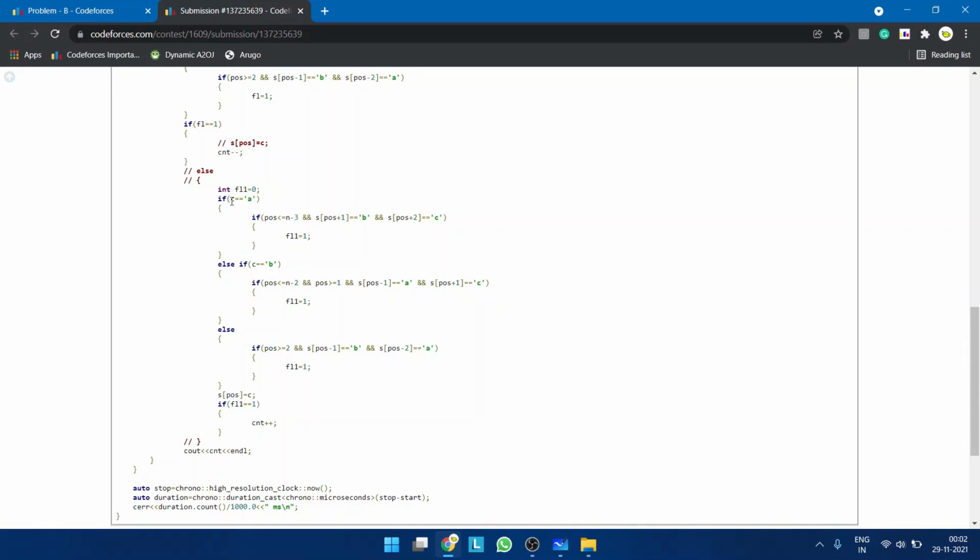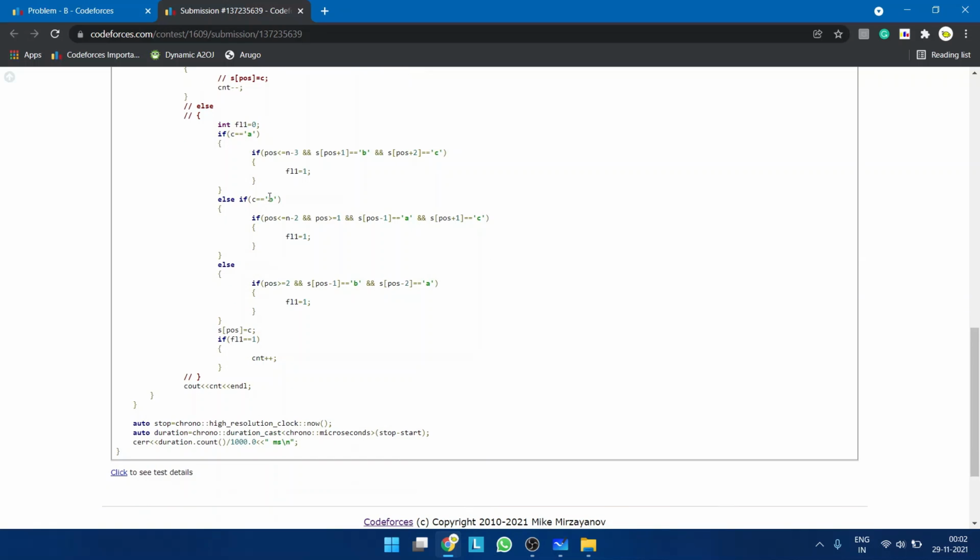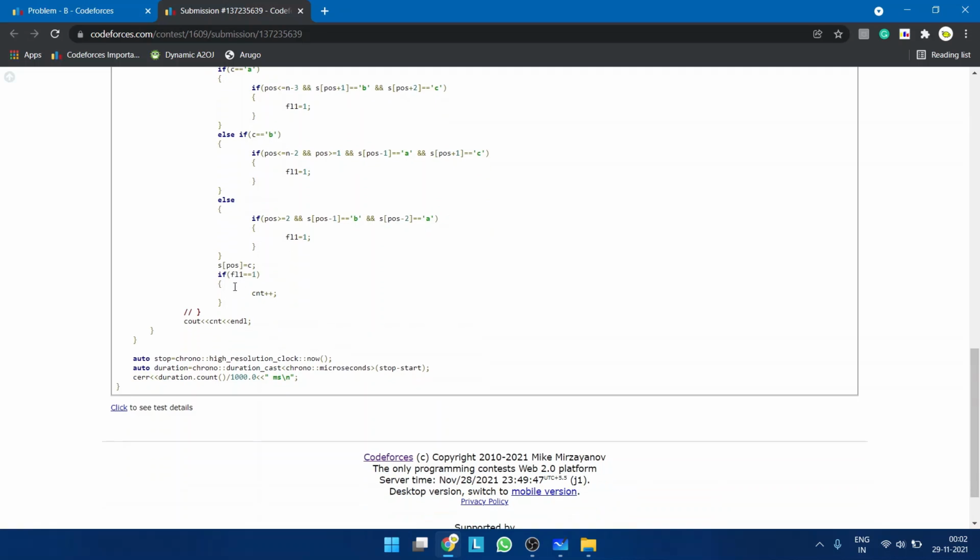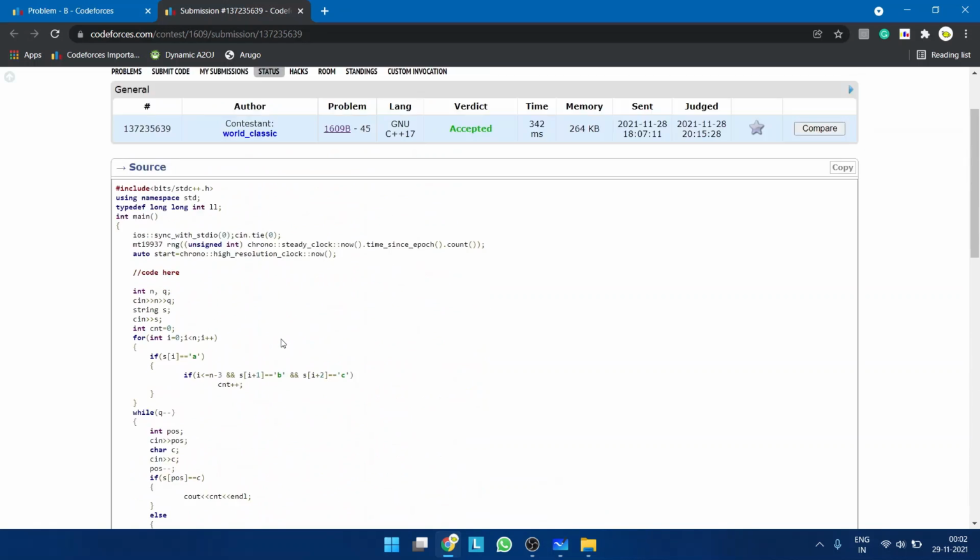So after that, we have to see if it is A, then s of pos plus 1 and s of pos plus 2 must be B and C respectively. If it is B, similarly as above. And if it will form ABC, then we will increase the CNT and we will output the CNT.